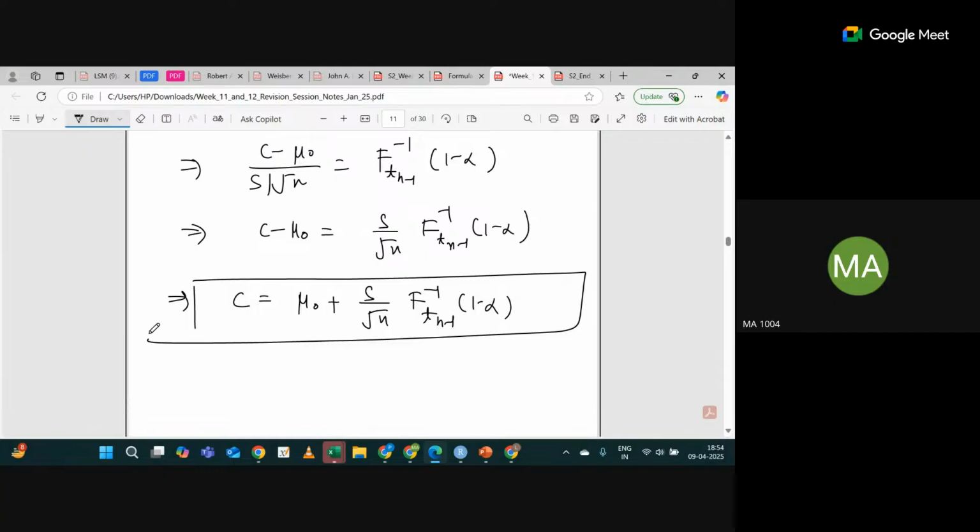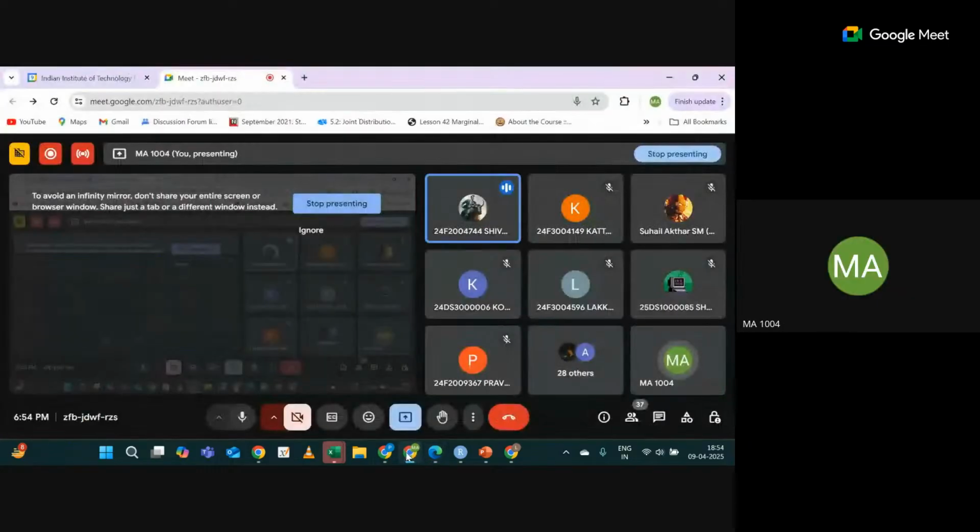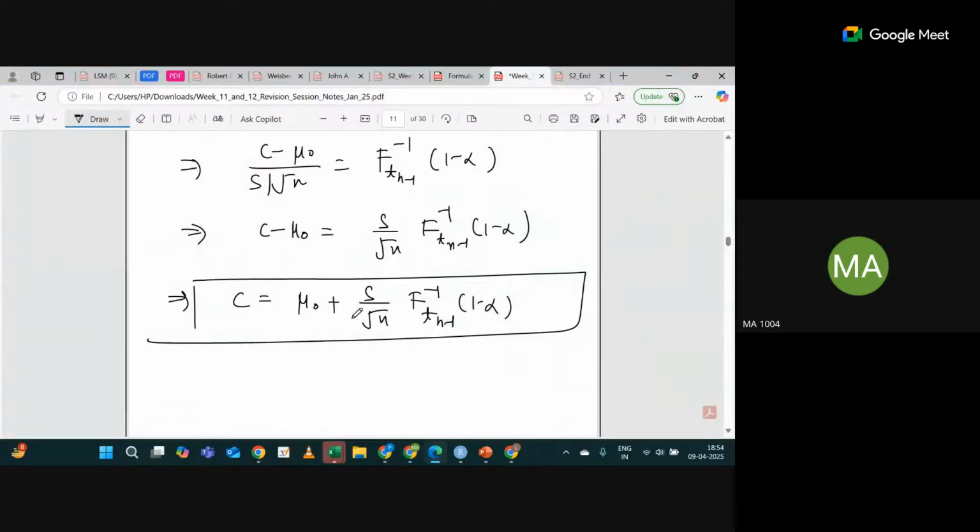Is this clear? Yes, sir. Okay. Sir, will the formula be given in the sheet? Formulas will be given in the exam, I think. Yes, it will be given. Okay, sir. Thank you, sir.